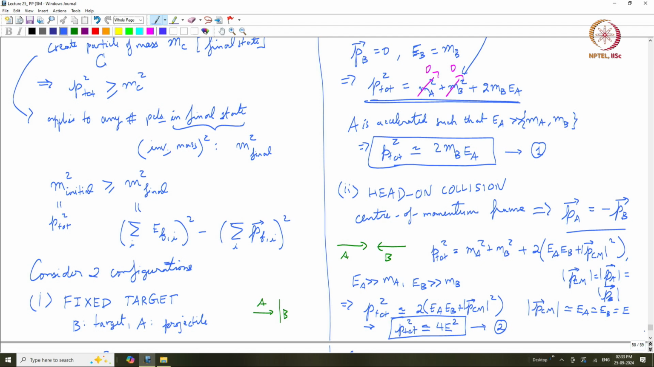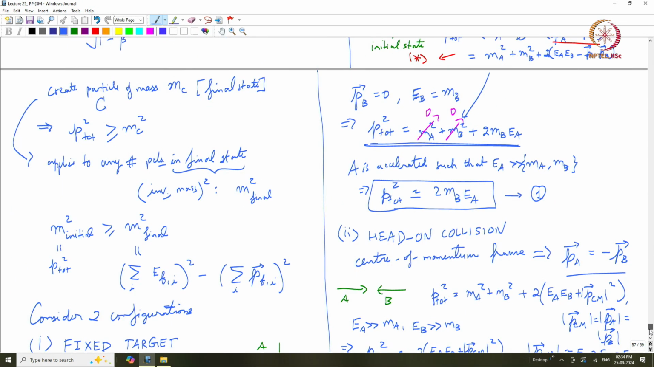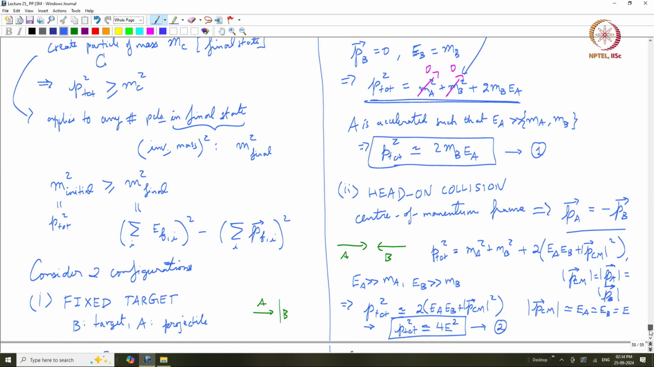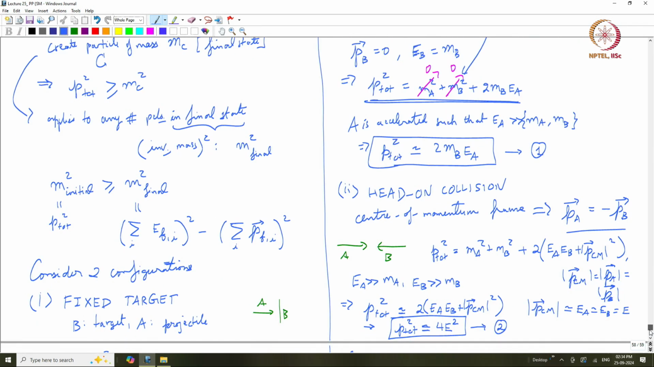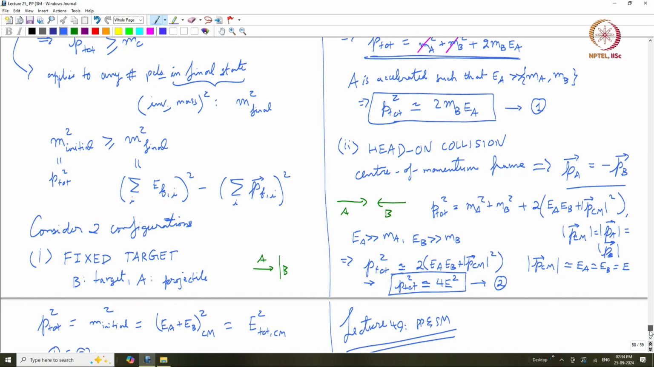And two popular configurations for doing this are the fixed target experiment and the head-on collision experiment. Fixed target is just what it sounds like. The target is stationary and then you throw a projectile on it, and we worked out what the invariant mass square of that configuration is in terms of the mass of the target and the energy of the projectile, right? In particular in the case where the mass is negligible compared to the momentum of the beam, that was 2m times Ea, where Ea is the beam energy.